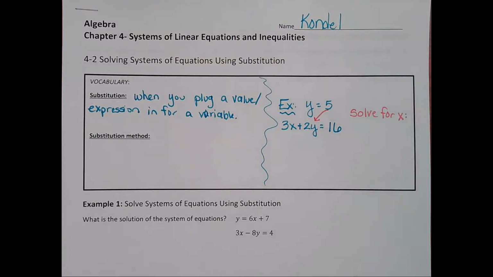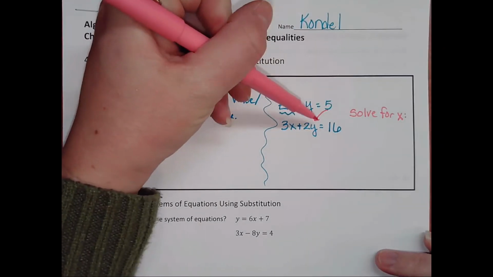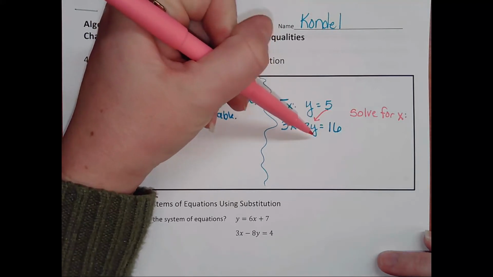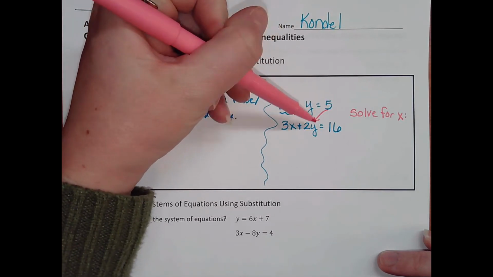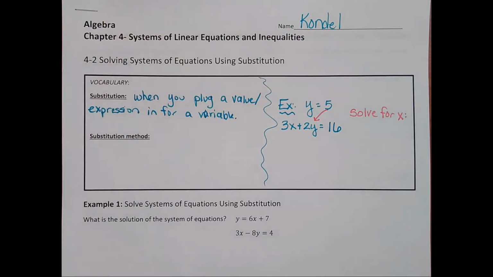So like when you are, I'm going to make a sports reference. If you are playing basketball and you need a sub, or if you're doing a substitution, something comes in for that person and that person leaves. So when I substitute this 5 in for that y, the y is no longer there. Like the 5's coming into the game and the y is coming out of the game. So kind of think of it for my sports people, that's what it is. Or like me as a teacher, if I have a substitute, they take my place. I'm not in the actual classroom. They're substituting themselves into my classroom while I am not there. So that's what substitution is.